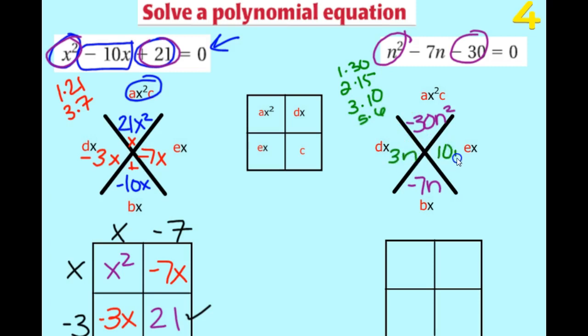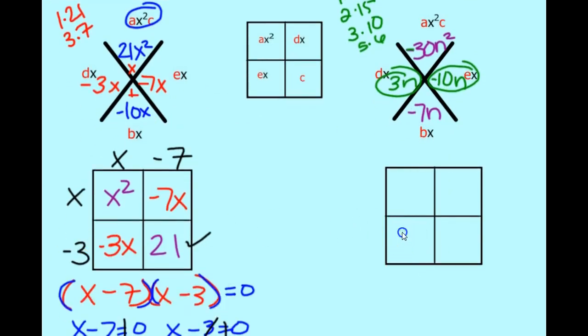3n and 10n. But one of them needs to be negative in order to make a negative 30. We need more negatives overall, so maybe the negative 10. 3 minus 10, yep, is negative 7. So these are the two terms I'm going to put in my diagonal. 3n and negative 10n.